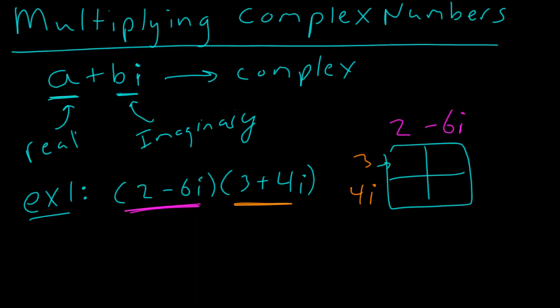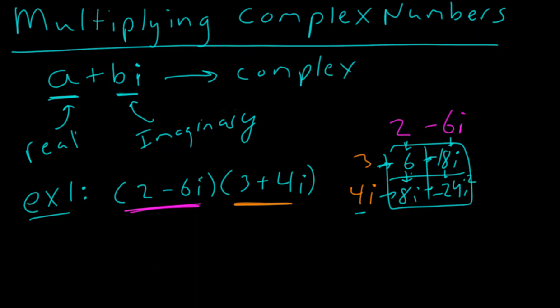We know that 3 times 2 is 6. I continue to bring the 2 down. 2 times 4i is going to be 8i. Remember, these are all the rules that we're building. This is what we're building up to. I bring the 3 over more. 3 times negative 6i will be negative 18i. And lastly, I drop the negative 6i down, and negative 6i times 4i will be negative 24i squared. Remember, i times i will give us i squared.